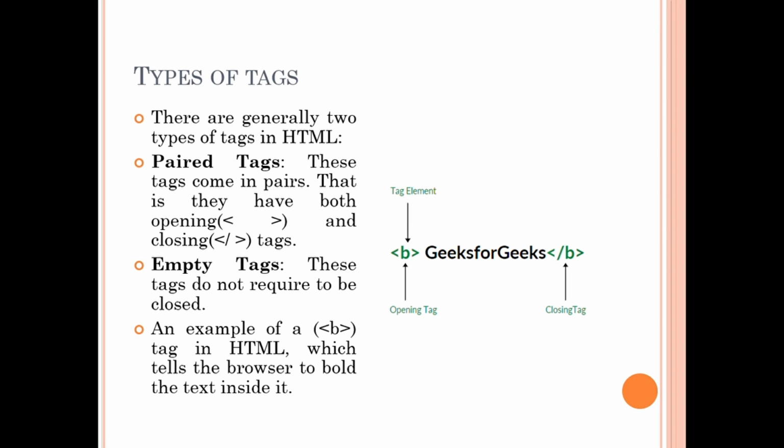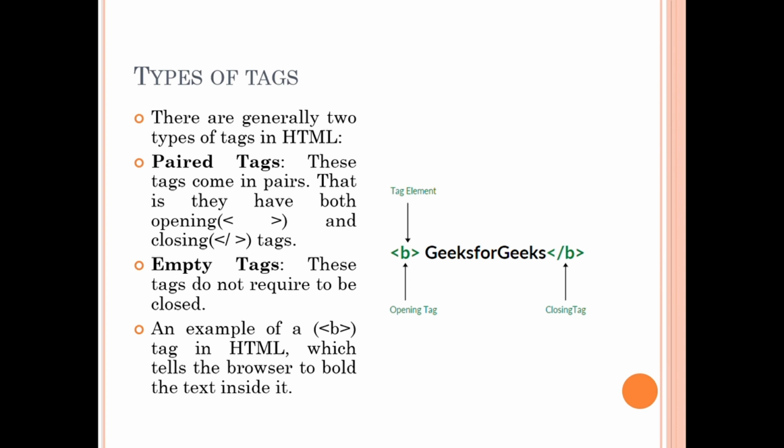Next, types of tags. There are generally two types of tags in HTML: paired tags and empty tags. Paired tags: these tags come in pairs, that is, they have both opening and closing tags. Empty tags: these tags do not require to be closed.